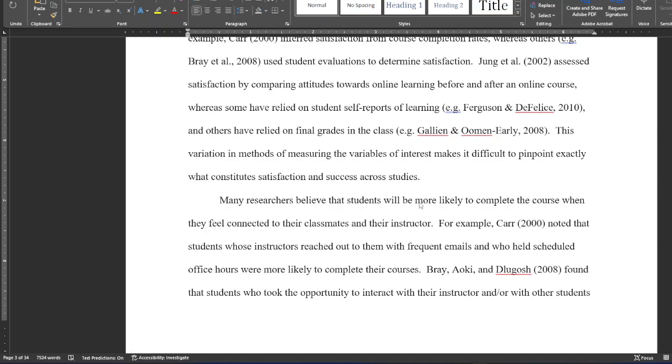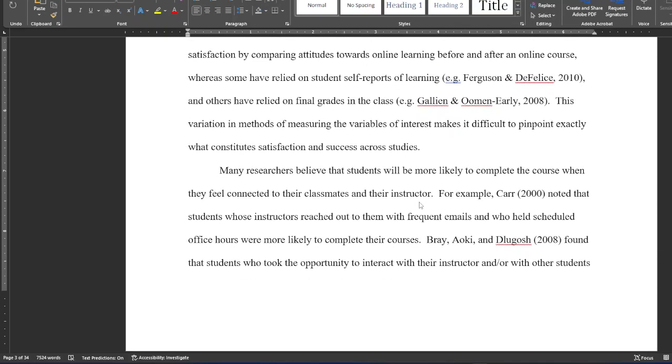I didn't necessarily read every single article that relied on final grades to determine course satisfaction. I know that Gallian and Uman Early did that. I know that they cited other people having done that, but I didn't read the other ones. I wasn't interested in grades as a way of measuring satisfaction. So I was just like, some people do it like this. And I just gave that example. I know there are other ones out there, but I didn't read them.